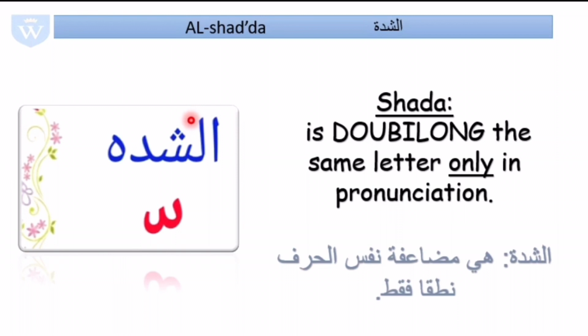الشدة. الشدة is doubling the same letter, only in pronunciation, and it looks like a small letter W. The upcoming video will explain more how we use shadda in reading. And I'm going to write the short vowel symbols on the top left corner one more time to keep track of them throughout the whole lesson.